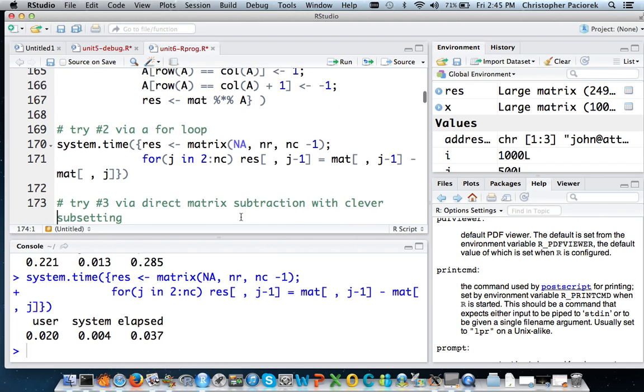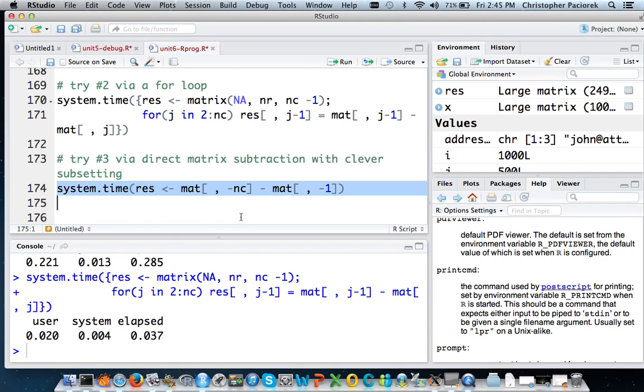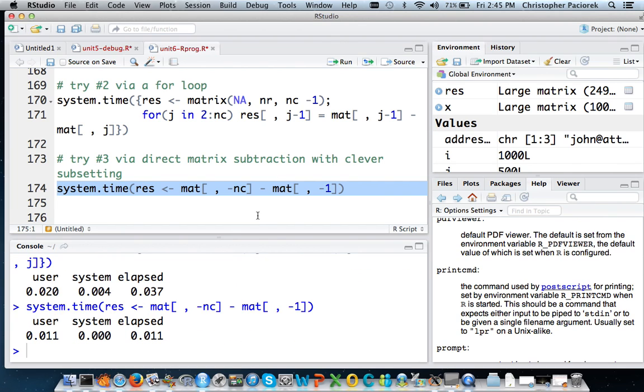And then let's just try it directly, doing the direct subtraction of the matrices after pulling out the relevant columns. And notice that's even faster than the for loop, although not all that much. Well, I guess it depends on whether we're thinking in absolute or relative terms. It's more than 3 times faster to do it as the direct subtraction of the two matrices. Okay, any questions or comments?